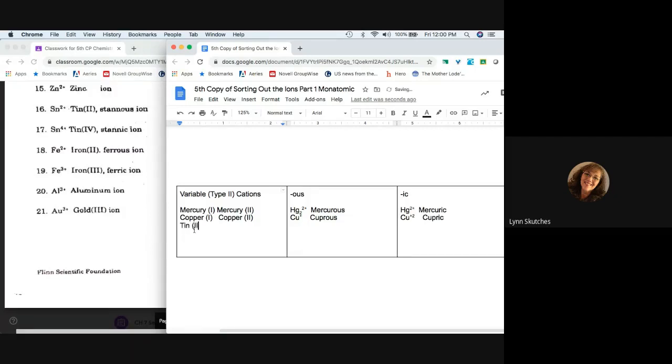Tin can be a 2, and tin can be a 4. Remember, IV is for 4 in Roman numerals. Tin's old name is stannum, so this is going to be stannous. This is going to be stannic. Okay. And so Sn 2 plus stannous. Cheat again. It's not all of it. It's not really cheating, it's just being smart, right?